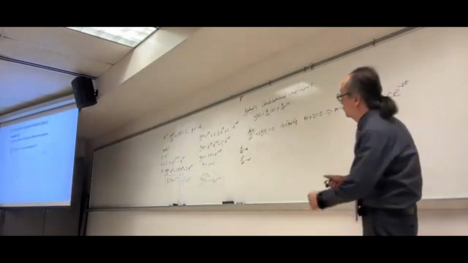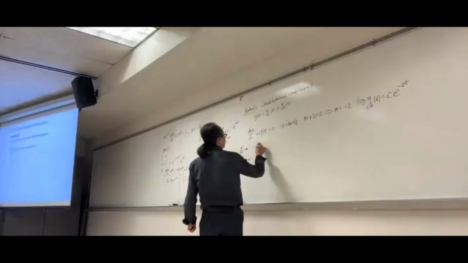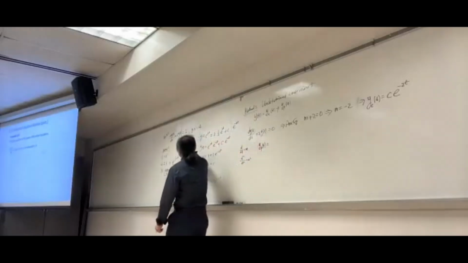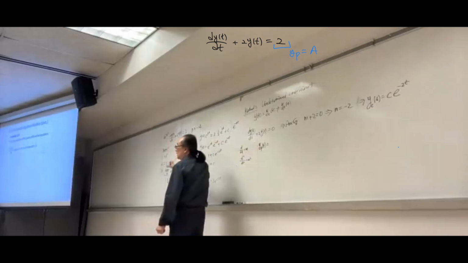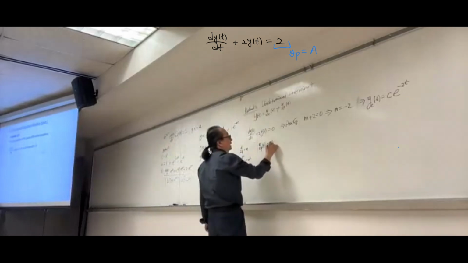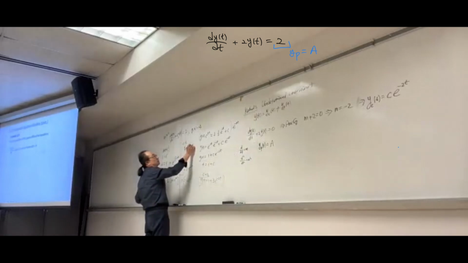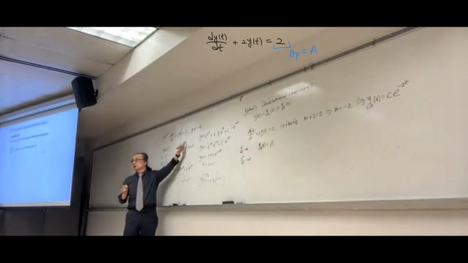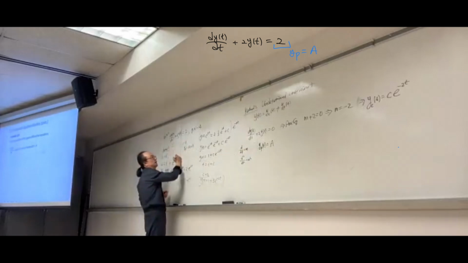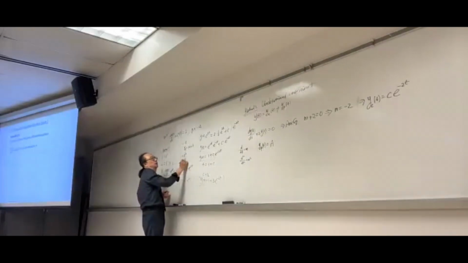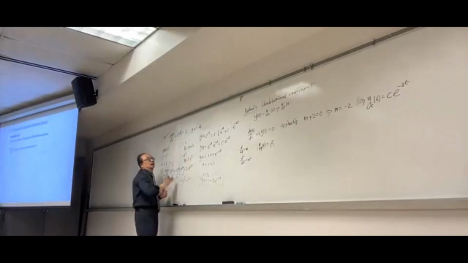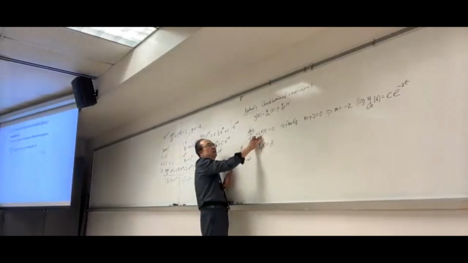So we got yc of t. Now for yp of t, we need to look at the right-hand side of the differential equation, which equals 2. If it's 2, a constant, we let yp equal a. If the right side is t, then yp is going to be a t plus b. It really depends on the right-hand side. If the right side is e to the t, for example, then yp equals a times e to the t. So we need to look at the right-hand side.